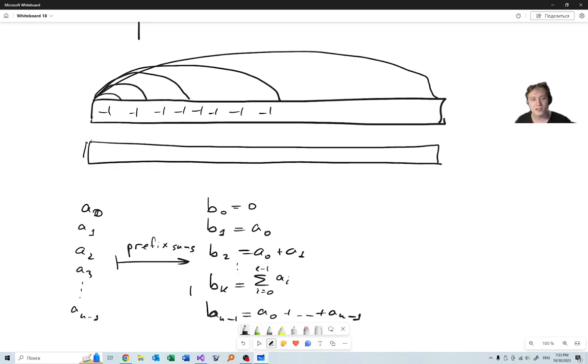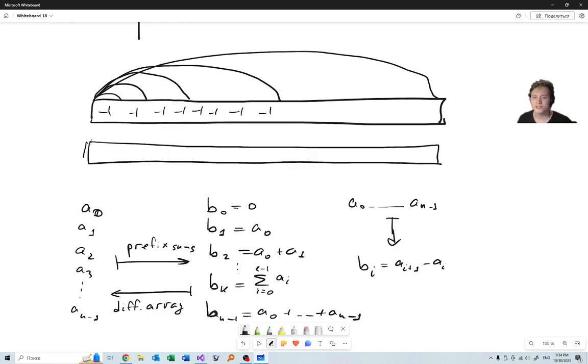There is an inverse operation, which is called difference array. If you have a0, etc., an-1, you consider the new array, where bi equals ai plus 1 minus ai. So this is the new array. These two operations are inverse of each other.